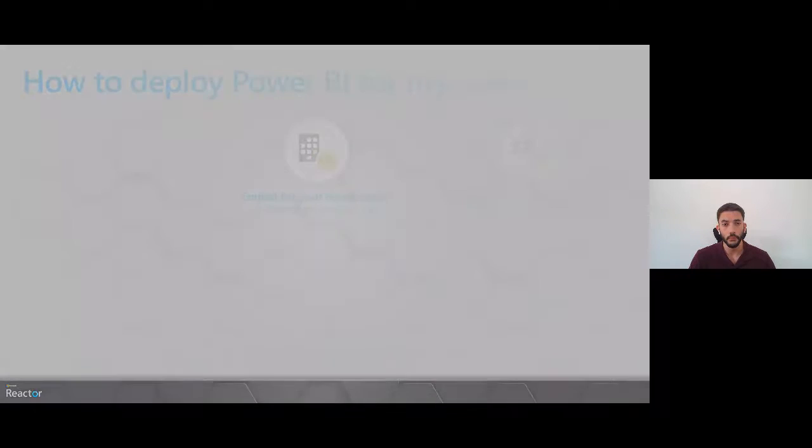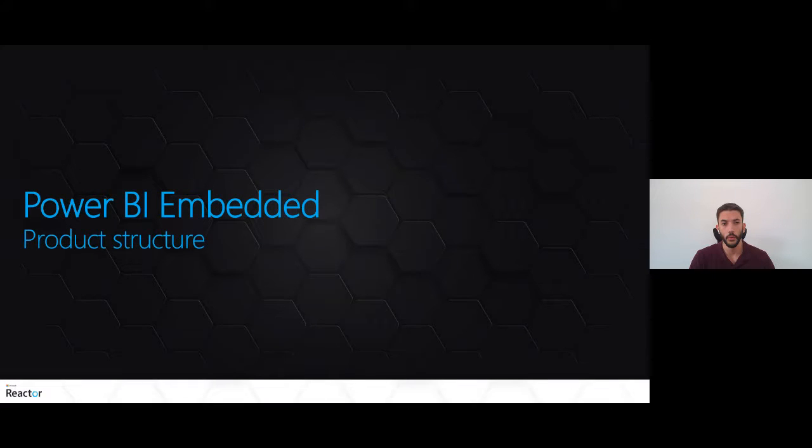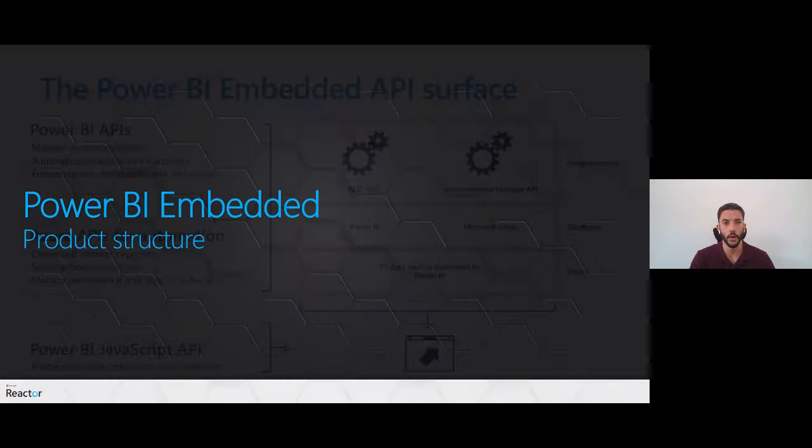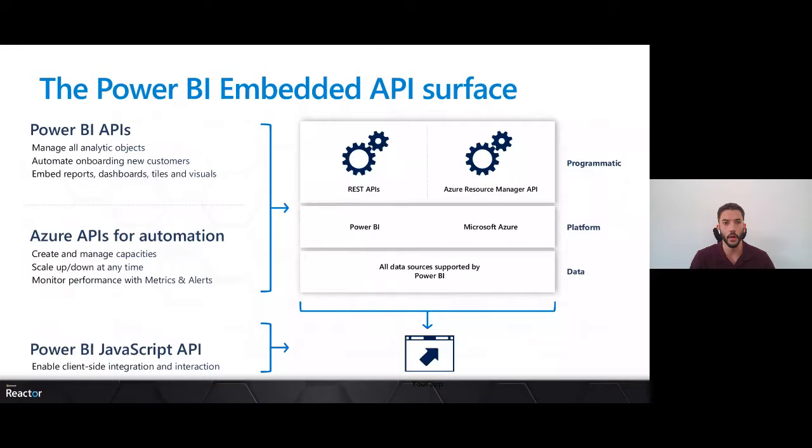So let's talk a little bit about the product structure. Power BI Embedded is basically a set of APIs built on two platforms. We have the Power BI platform and Microsoft Azure, and we have a different set of APIs for each. For Power BI, we have APIs that allow you to manage your analytic objects. They can help you with some automation operations and manage your reports, dashboards, tiles, and visuals.